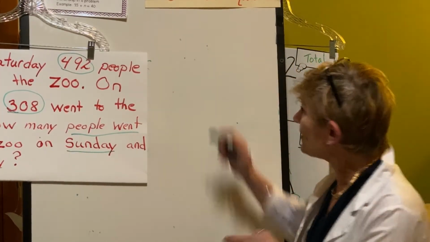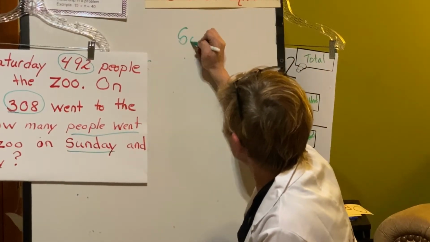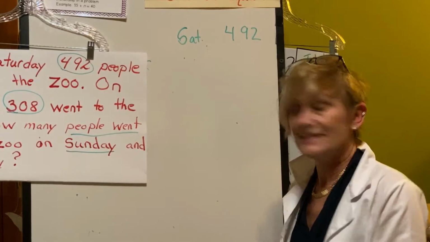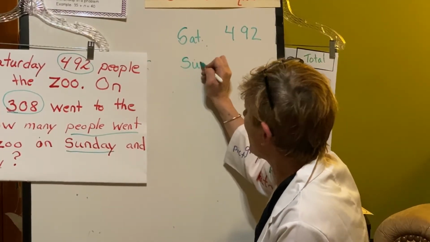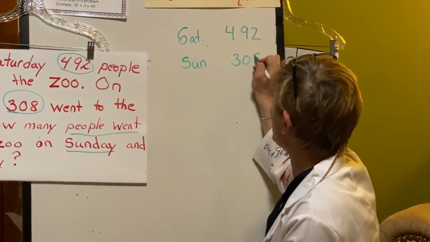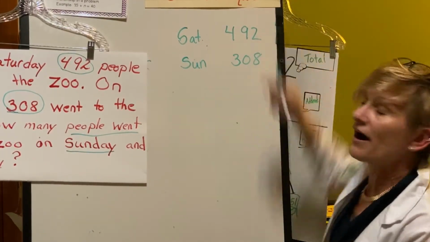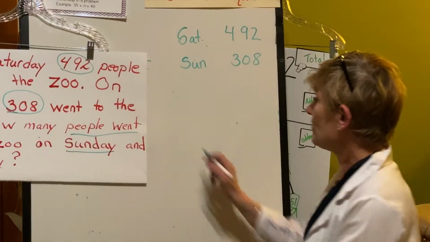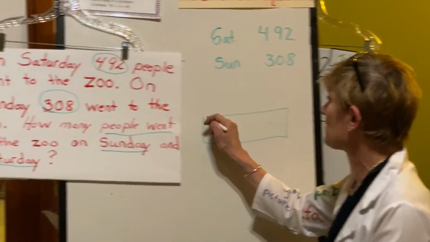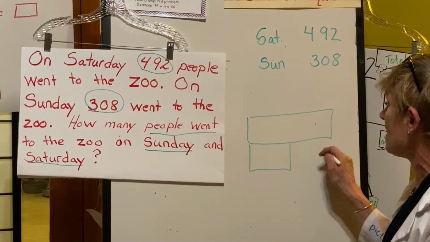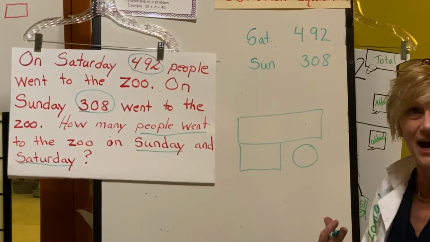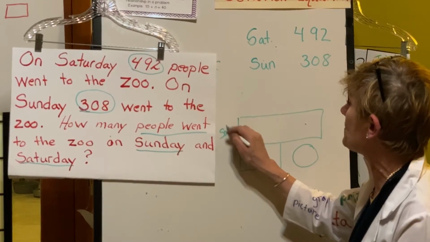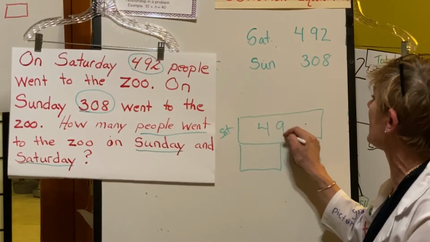Well, on Saturday, we know that 492 went. And on Sunday, 308 went. How many more went on Saturday? Friends, I could do this same thing with that kind of a question. I would use my comparison bar. So we know there was more on Saturday. I'm going to put Saturday in the big bar because that's 492.